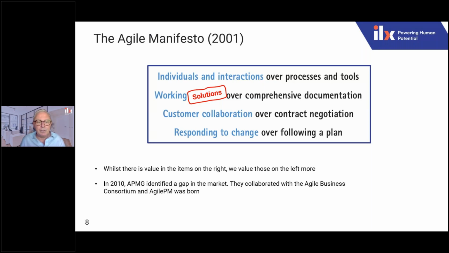In 2010, it was actually APMG. They're the awarding body. They manage the exam process. They spotted a gap in the market, and they collaborated with an organization called the Agile Business Consortium, and AgilePM was born. Agile Business Consortium and APMG have worked together and collaborated to introduce version 3. Agile Business Consortium is a not-for-profit collegiate organization.